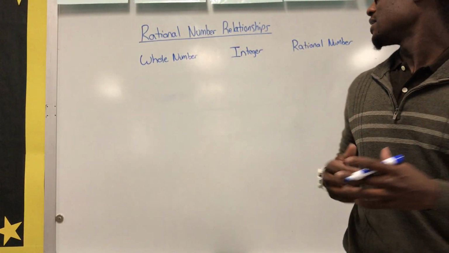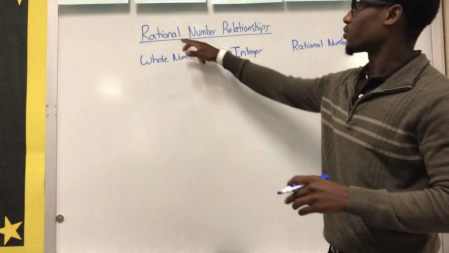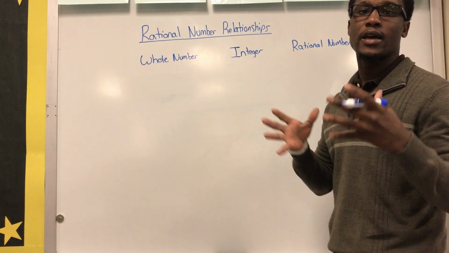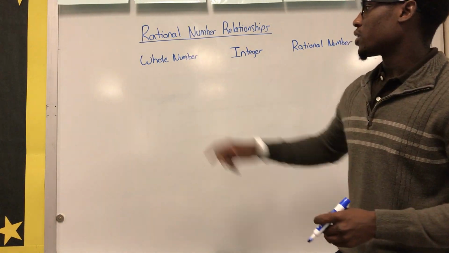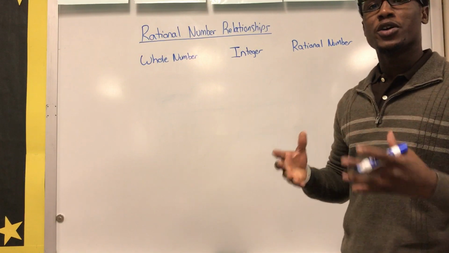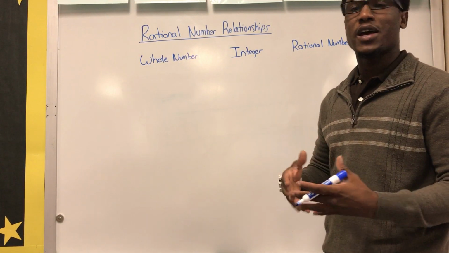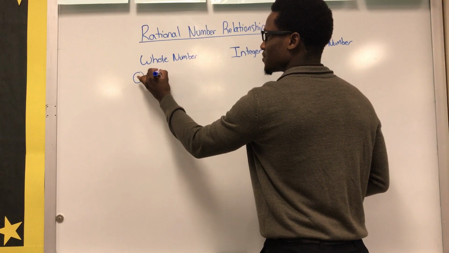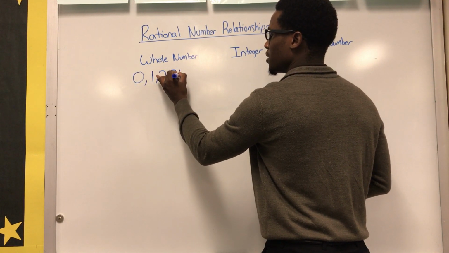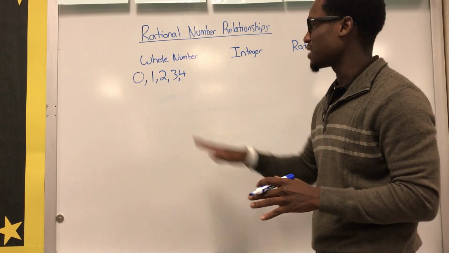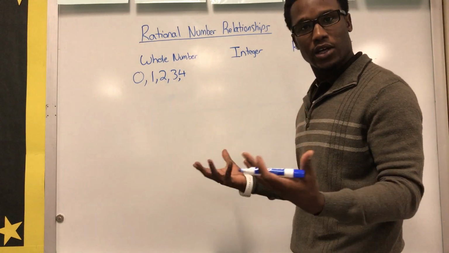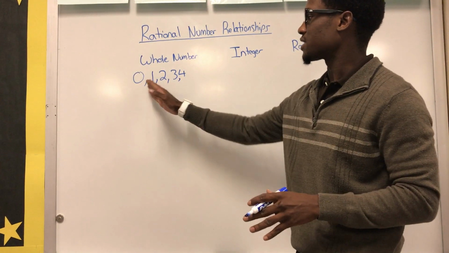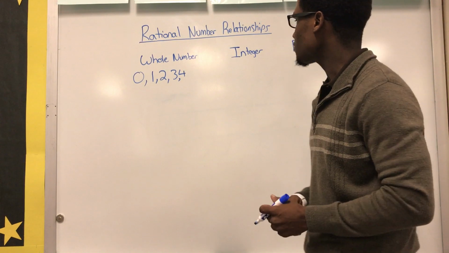Okay, class, so for today's lesson, we're going to look at some rational number relationships, but more importantly, knowing how to classify numbers. We're going to start with a whole number. All whole numbers simply are numbers that are whole, basically. So you have 0, 1, 2, 3, 4, and so on and so forth. As you can see, it's not a fraction. There are no decimals here. A whole number is just that specific number in whole form.